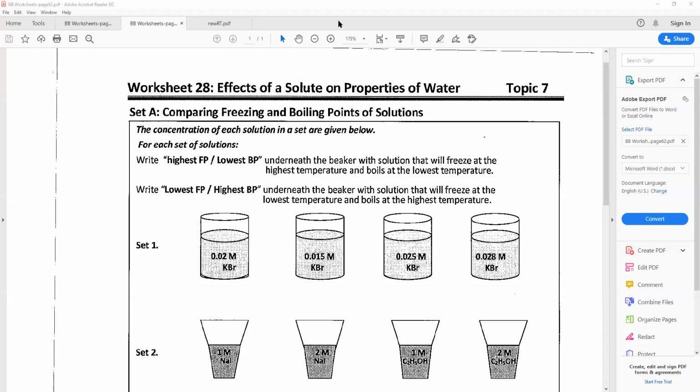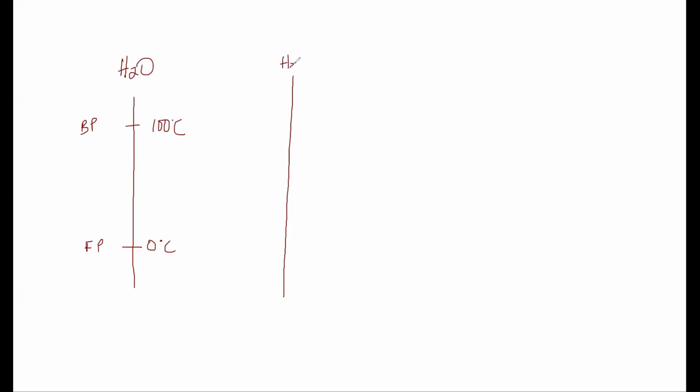Let me just give you a quick review. So when you just have pure water, we know that the freezing point of water is 0 degrees Celsius and the boiling point of water is 100 degrees Celsius. What I want you to understand is that the moment you have water and you add anything, whether it's a salt, sugar, any type of chemical, so let's say a solute, now you have a solution.